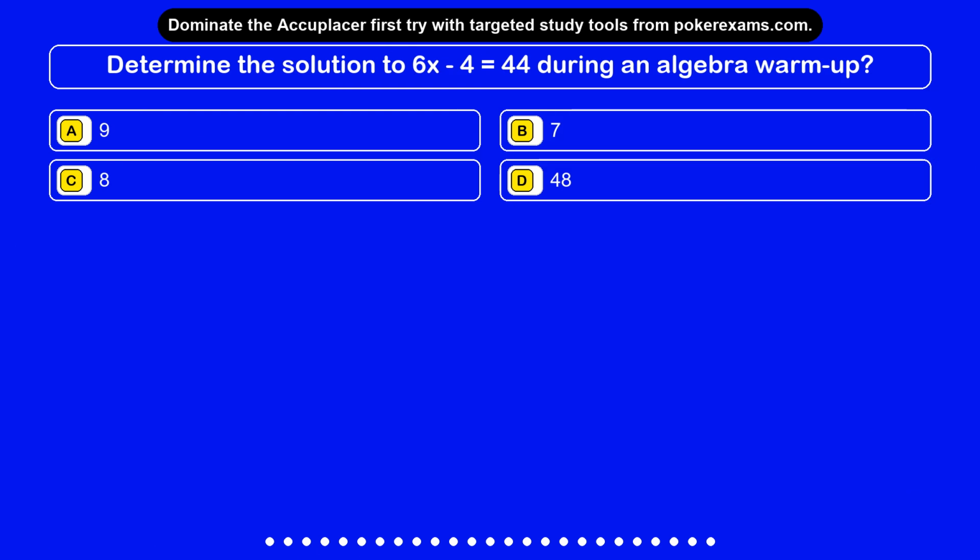Question 7. Determine the solution to 6x - 4 = 44 during an algebra warm-up. Option A, 9. Option B, 7. Option C, 8. Option D, 48.